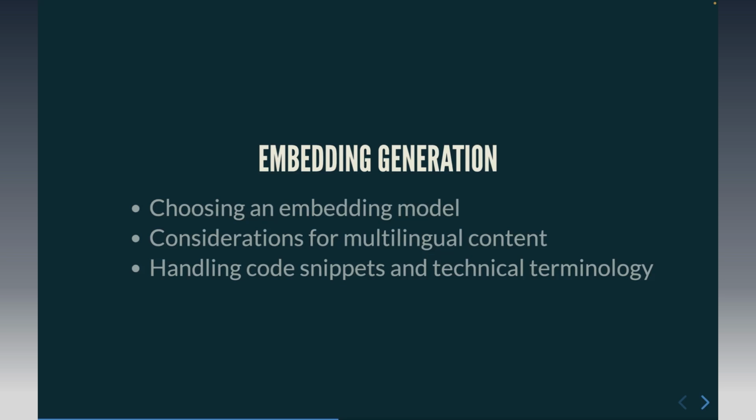Technical content also presents challenges, particularly with code snippets and with domain-specific terminology. If the terminology isn't included in the embedding model's training data, it might lose some of the meaning or intent behind the terminology as it tries to understand the words and translate them into vectors.